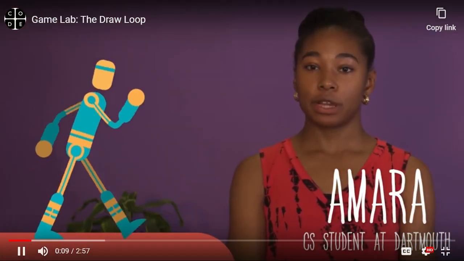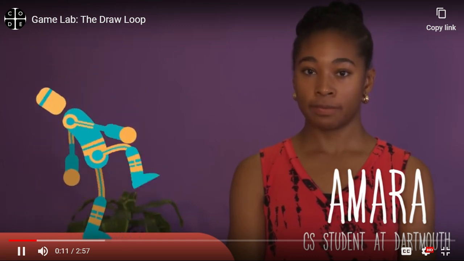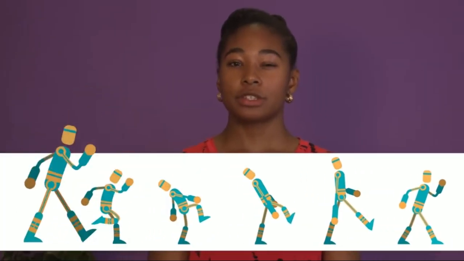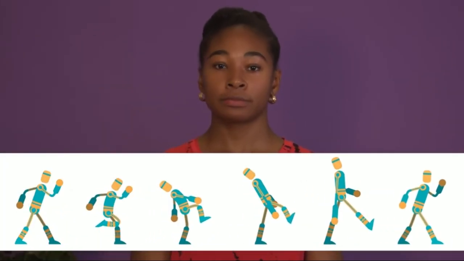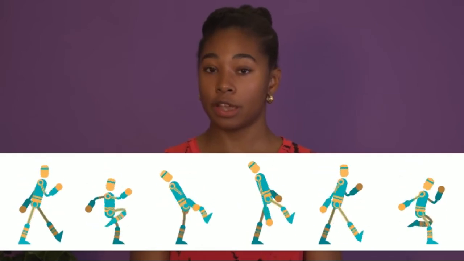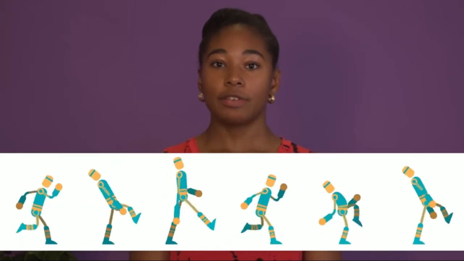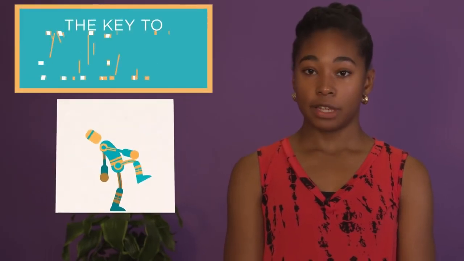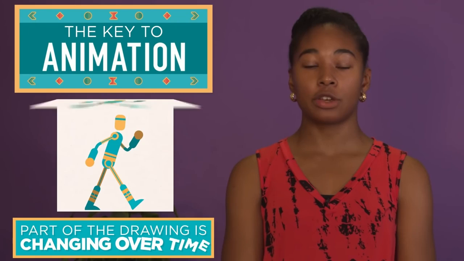Animated movies create the impression that characters are moving smoothly, but if you slow them down enough, you'll realize there are lots of individual images. Each image is just a little bit different from the one before. Speed them back up, and your eyes are tricked into thinking you're watching real-life motion. A very simple example of this effect is a flipbook. The key to animation, whether on paper or the computer, is that part of the drawing is changing over time.